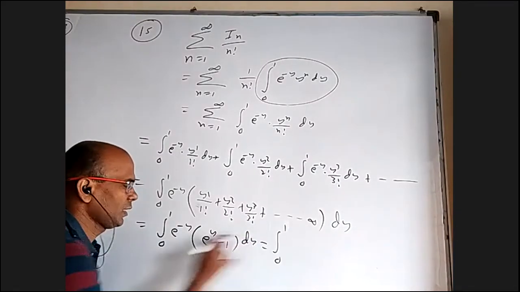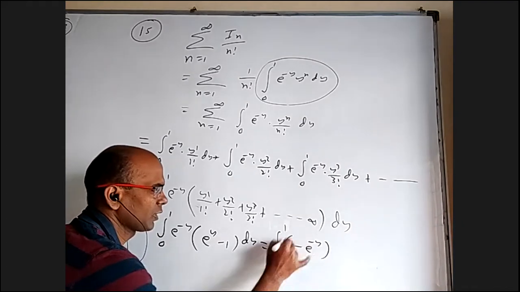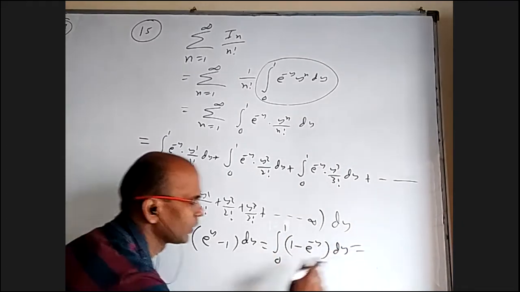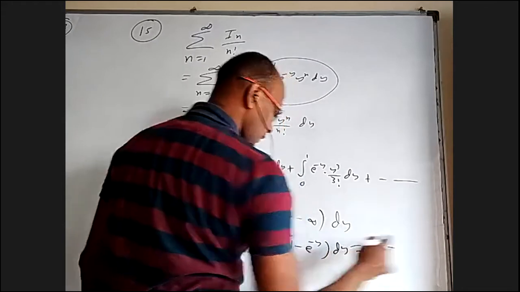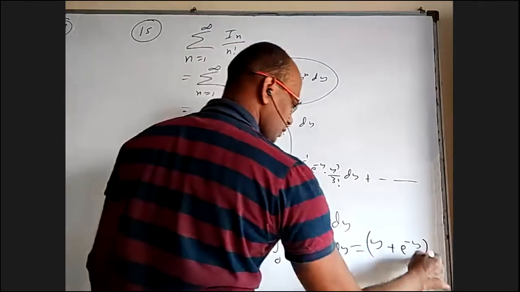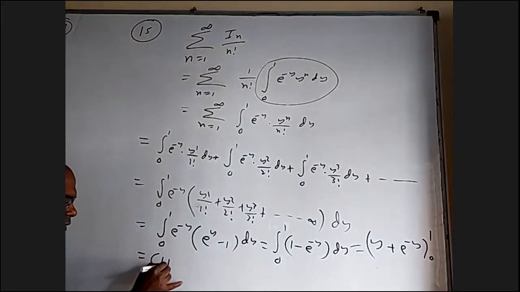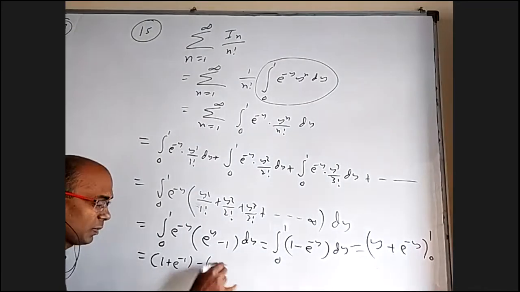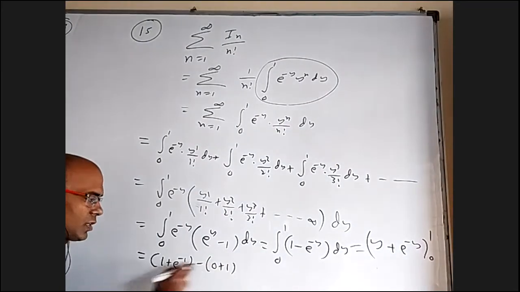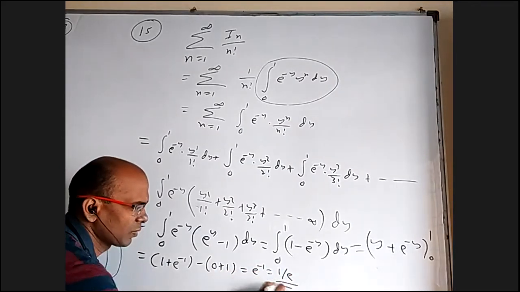Now, when I multiply this into this separately, this into this is 1 minus e power minus y dy. The integral for 1 is y and for this it is plus e power minus y, with the limits 0 to 1. When I put 1, it will be 1 plus e power minus 1. When I put 0, 0 plus e power 0 is 1. This one and this one cancel. Finally, it is e power minus 1, which is 1 by e.